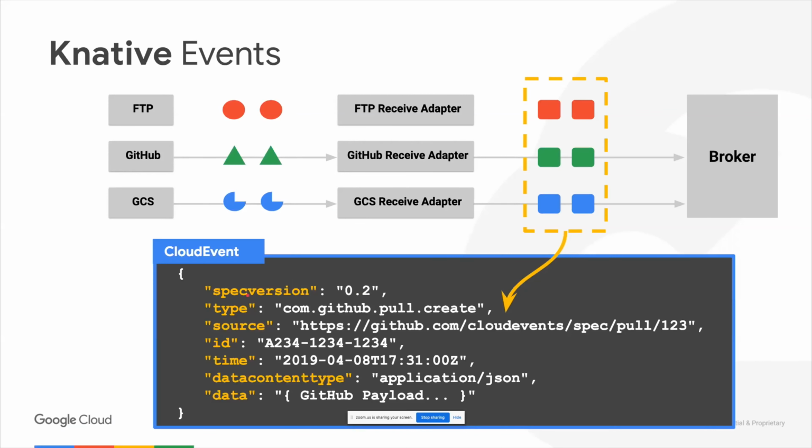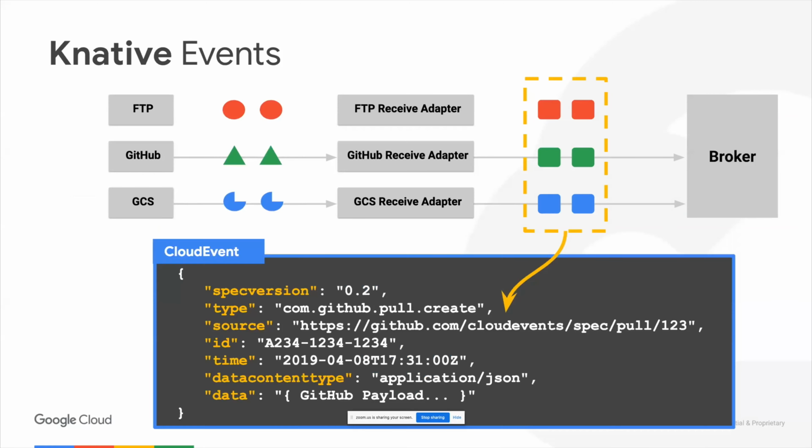So all these events will have common metadata like type, source, ID, and things like that. And the data field of the cloud event will have the actual payload. So the GitHub event, for example, will be converted into a cloud event, and the data of the cloud event will have the actual GitHub payload. So this is done, and by the time the event gets to the broker and to your services, it's a cloud event. So you don't have to worry about different kinds of events. You can rely on the fact that it's a single format.